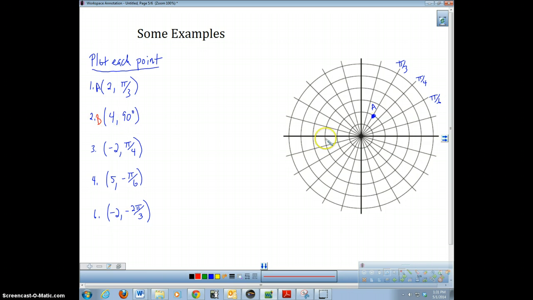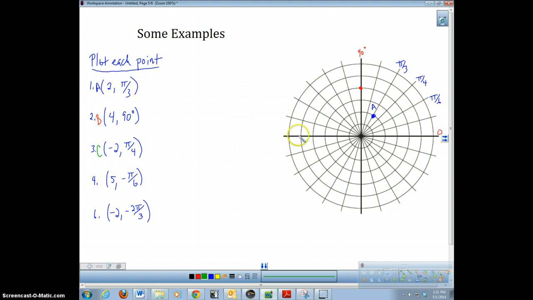Alright, let's look for point B. B is 4, 90 degrees, so we're going to go to 90 degrees. Remember, this is 0, so 90 is right here. And we're going to go up 4. 1, 2, 3, 4. Remember, we're not going up, left, or right, or up and down anymore. We're going angle and out.